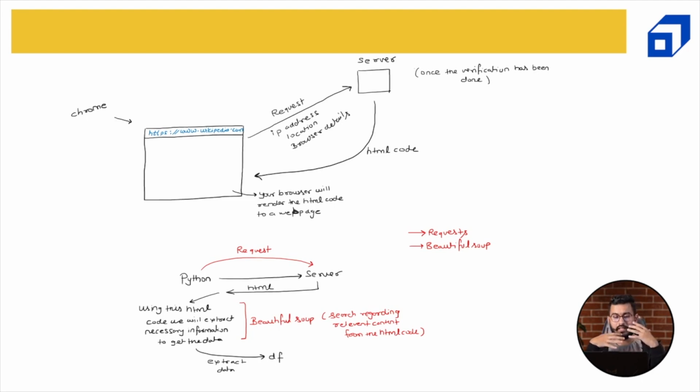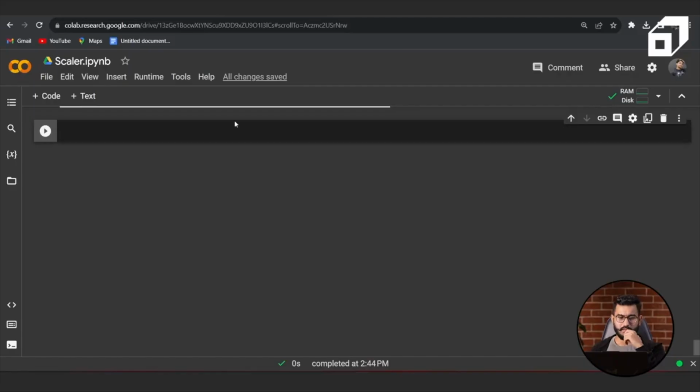Now we have understood all the basic knowledge that we need to perform web scraping in Python. So let's now start writing some lines of code to actually perform web scraping. Now let's start with scraping a web page. First of all, let's decide which web page we want to scrape.